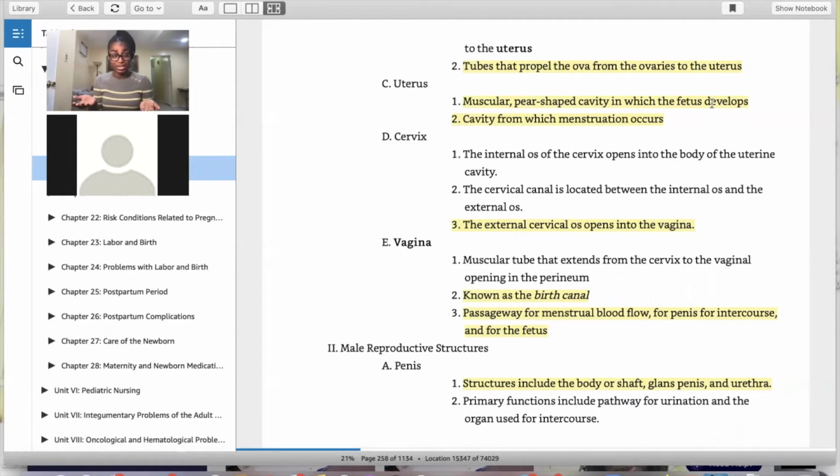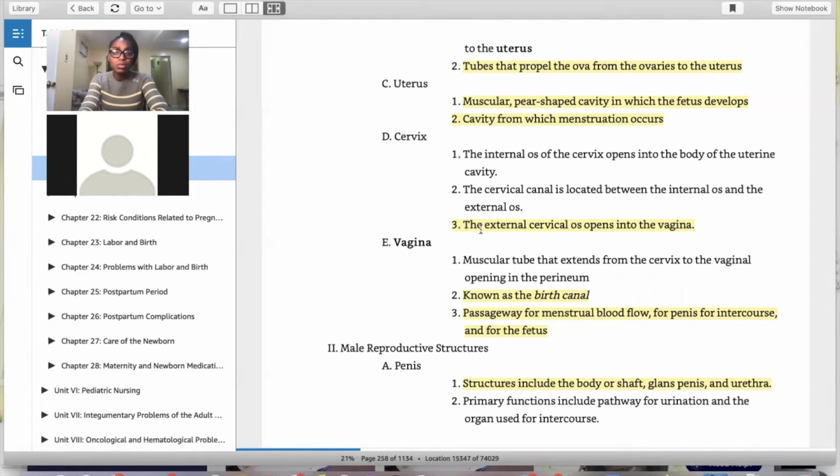So if a person does not get impregnated, we need to know that the lining of the uterus becomes engorged, and it becomes ready, full of blood for the baby to be fed eventually, right, when the fetus does develop. But if that doesn't happen, it has to shed all of that lining, and that's what menstruation is, right? That's the cavity from which menstruation occurs.